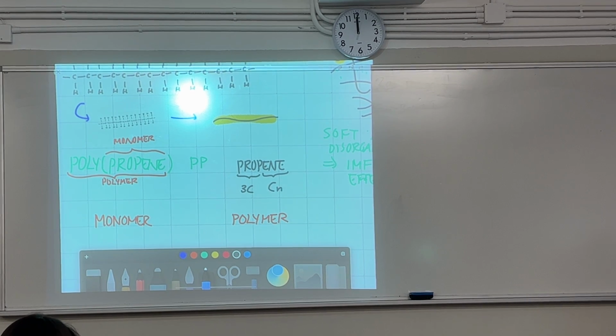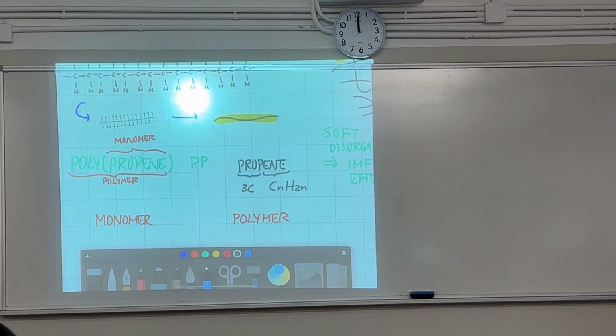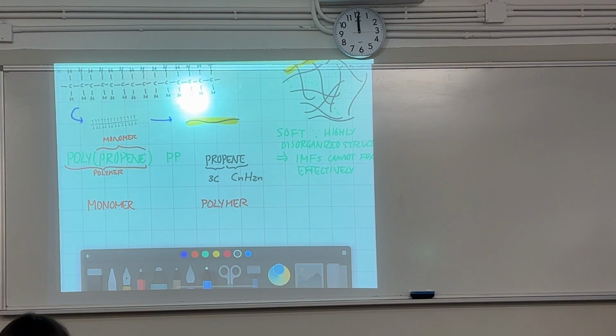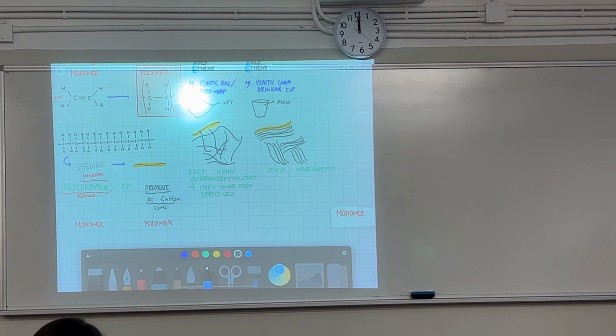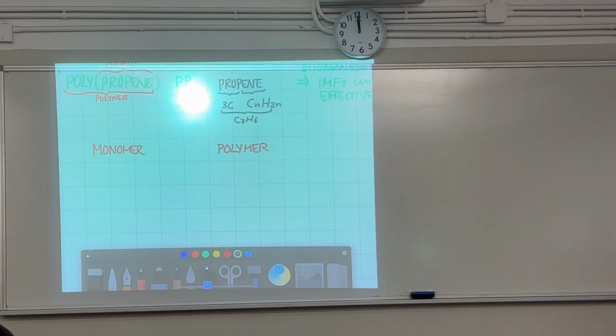CnH2n. So let's put it together. When you put n to be 3 into CnH2n, what will the formula become? C3H6. Okay, so you can write C3H6, and we'll draw it in the monomer section here. You should also do that. So C3H6, what does C3H6 look like?